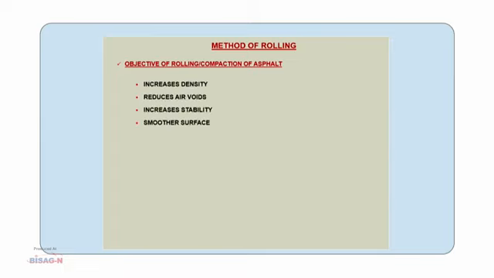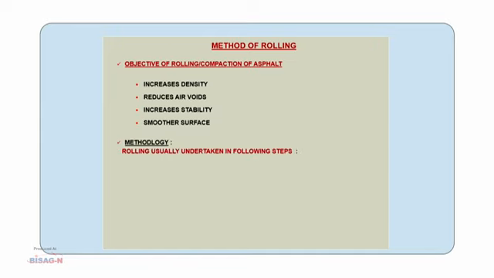So, method of rolling, how we are doing the rolling. First of all, we should know the objective: why we are doing the rolling, why we are doing the compaction of the asphalt. The roller may be used to compact soil, gravel, concrete and asphalt, but here we will talk only about the asphalt pavement. So, what is the objective of rolling? To increase density, reduce air voids, increase stability, and give a smoother surface.